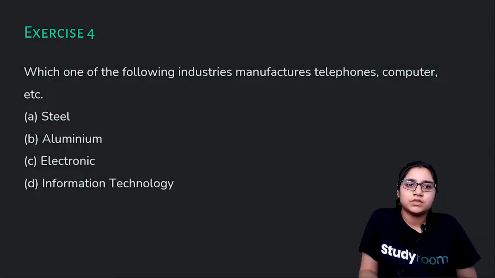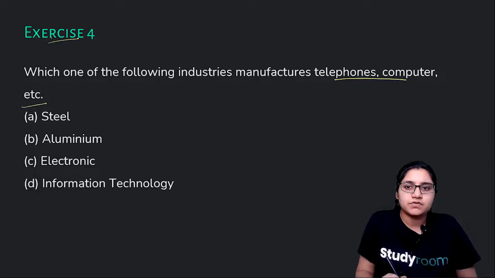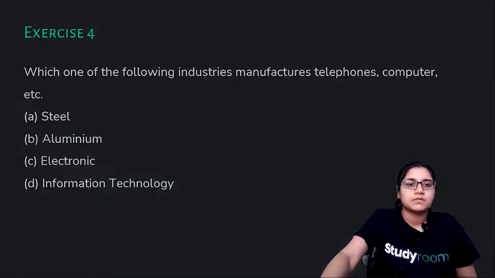Then we have a fourth exercise. Which one of the following industries manufacture telephones, computers, etc.? So definitely it would be electronics. Alright. Electronics deals with telephones, computers.